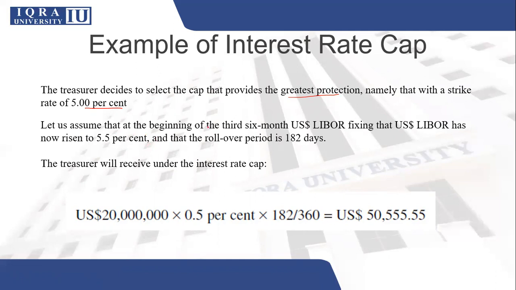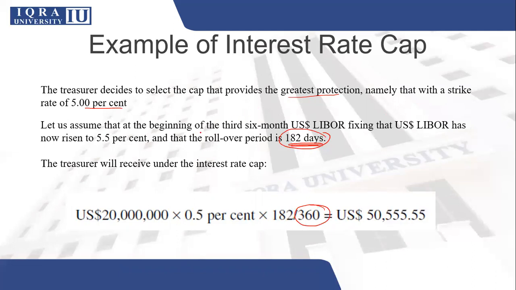Let us assume that at the beginning of the third 6-month US dollar LIBOR fixing, US dollar LIBOR has now risen to 5.5%, and that the rollover period is 182 days. Because it was half yearly, 6 months, it makes 182 days. And because you're talking about US dollar, we have used 360 over here. So this convention should be clear to you.